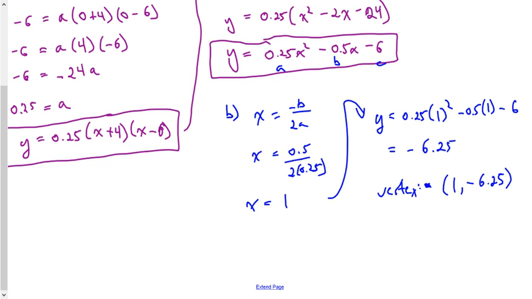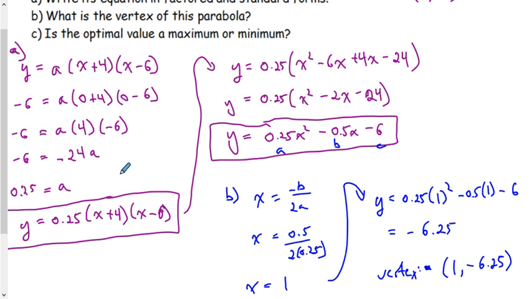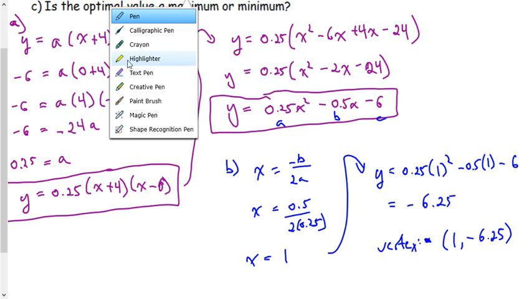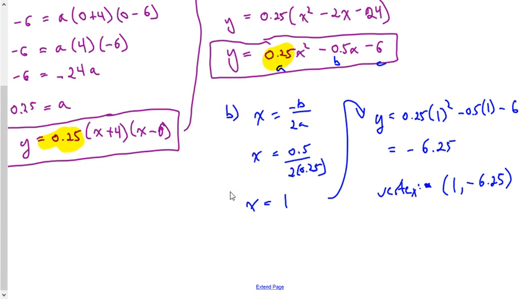Awesome. Now part C is going to be really quick, because C just asks us, is the optimal value a maximum or minimum? We know from our a value in front of our equation, right here, that it's a positive value. So what does a positive value mean? It means it's opening up, so it's a minimum. So I'm going to say a is positive, so it opens up. Therefore, it's a minimum.